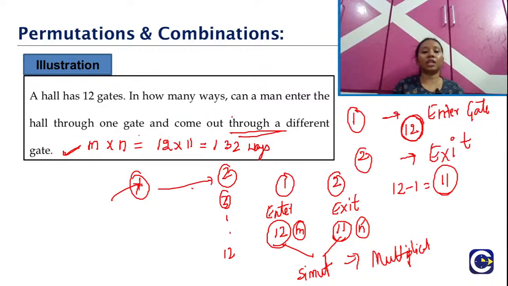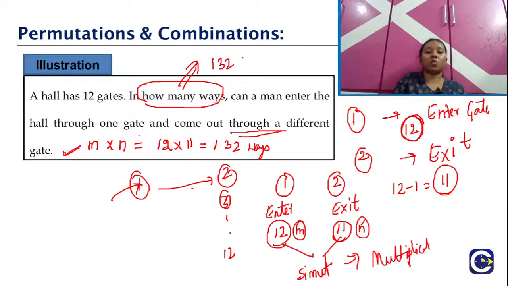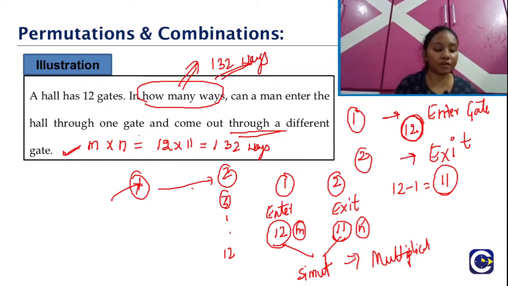So here the total number of ways. The question is, in how many ways can a man enter the hall through a gate and come out through a different gate. So the total number of ways is 132 ways. This question is an application of our fundamental principle of counting. Right. So I hope you got an idea how to apply the fundamental principle of counting.